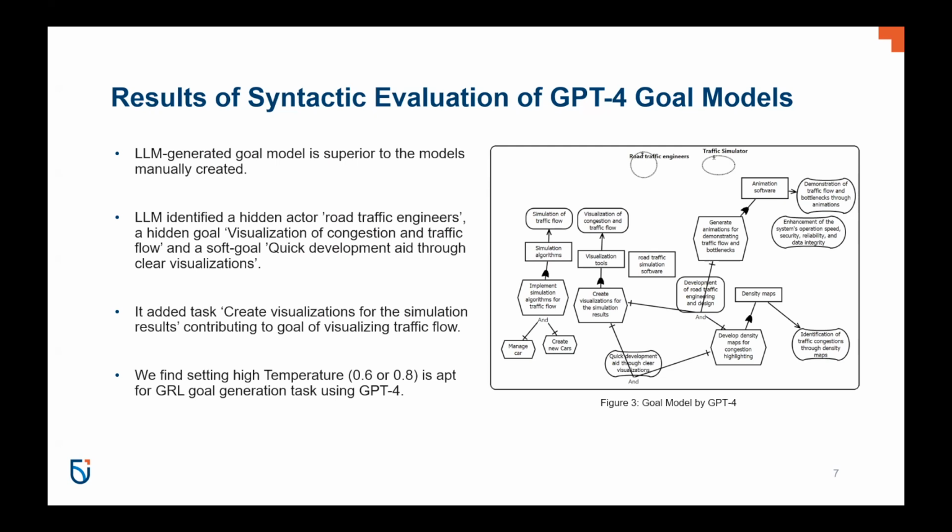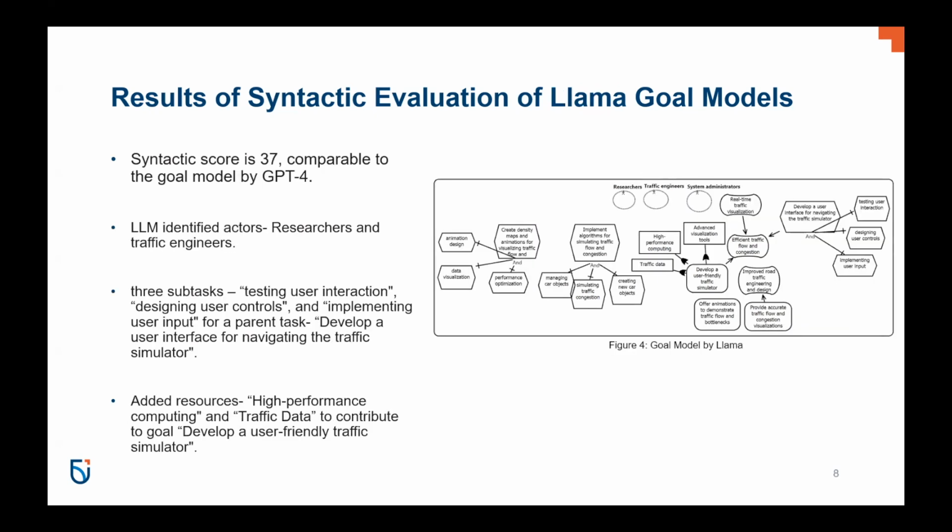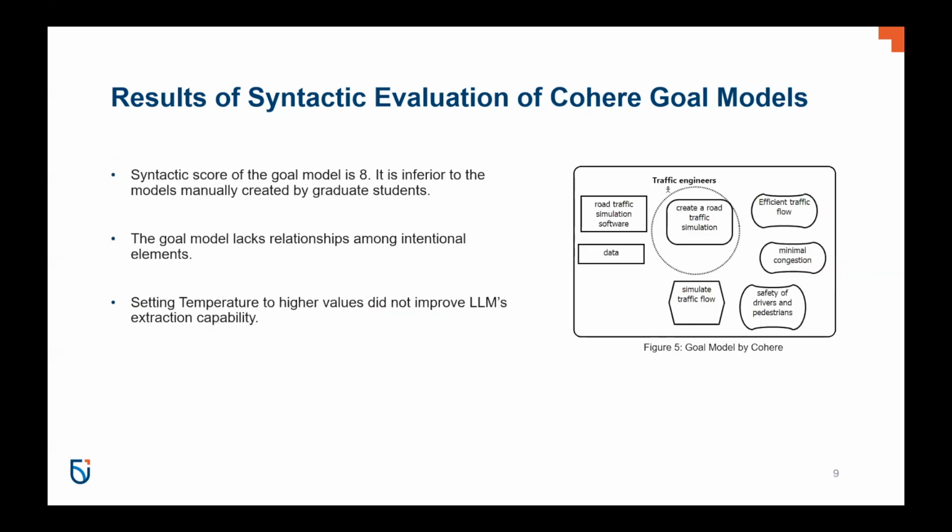We also noticed that setting the higher temperature, such as 0.8, is apt for goal model generation task using the GPT-4. Coming to the Llama model, Llama worked similar to the GPT-4. Its syntactic score is comparable to GPT-4, and the syntactic score is 37. And it extracted several hidden tasks, subtasks, such as testing user interaction, designing user stories, and so on. So this means that the open source LLM, Llama, is as efficient as the closed source LLM, such as GPT-4 for the goal modeling task.